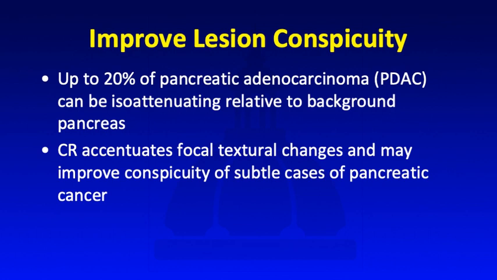And improving lesion conspicuity in pancreatic imaging is critically important because up to 20% of pancreatic adenocarcinoma can be isoattenuating relative to the background pancreas. Cinematic rendering accentuates focal textural changes and may improve conspicuity of subtle cases of pancreatic cancer.